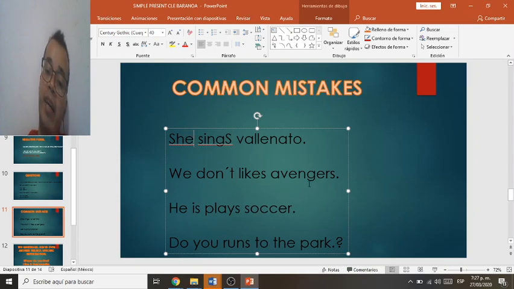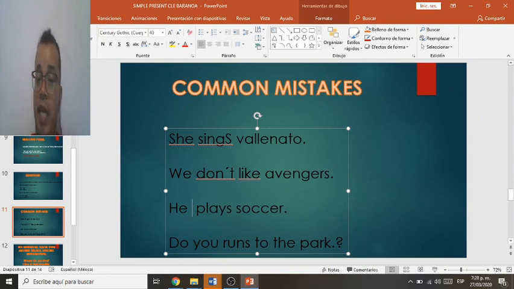We don't like Avengers. What's the mistake? ¿Cuál es el error en esta? Yes, you're right. We don't like Avengers. No tengo por qué agregarle una S porque es we. Y la S es exclusivo de he, she, and it. He plays soccer. El plays está perfecto. Tiene la S, es un he. But no verb to be, guys. Remember, sin el verbo to be. Solamente el verbo. He plays soccer.